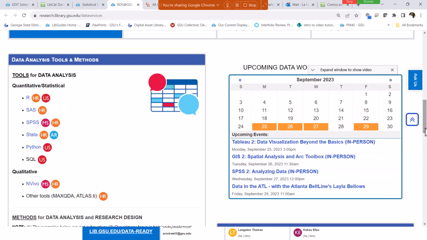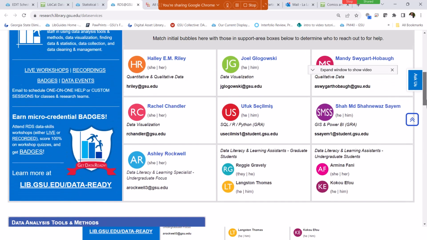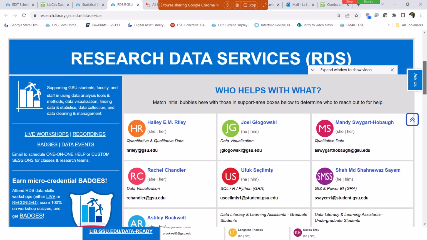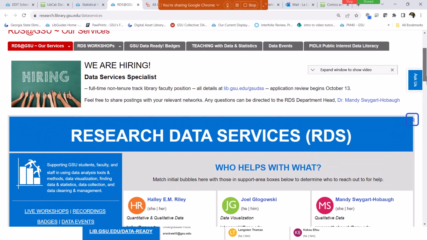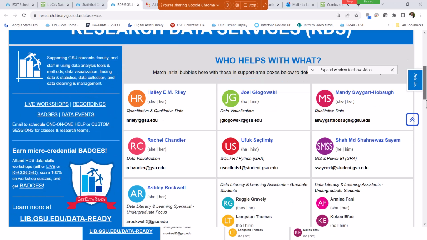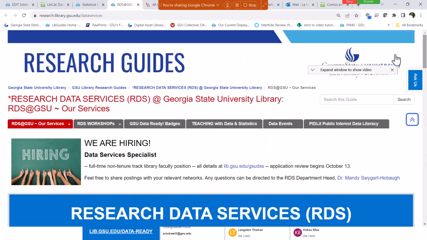But for most of you, if you're an undergrad, first year, second year, incorporating a table or two might be enough. But when you get ready to move on up, you can reach out to that team.